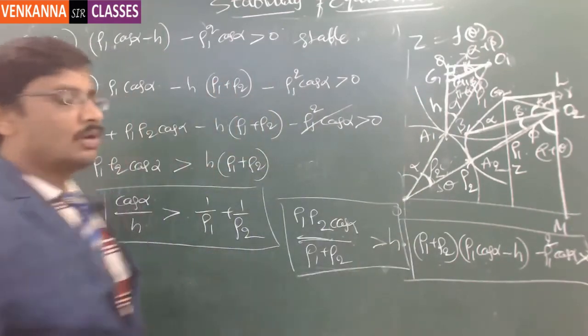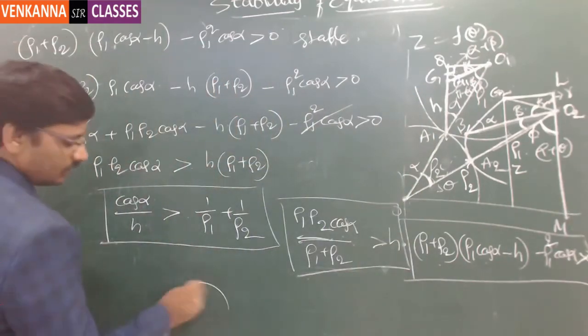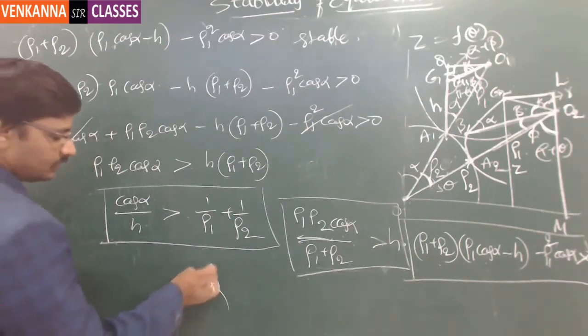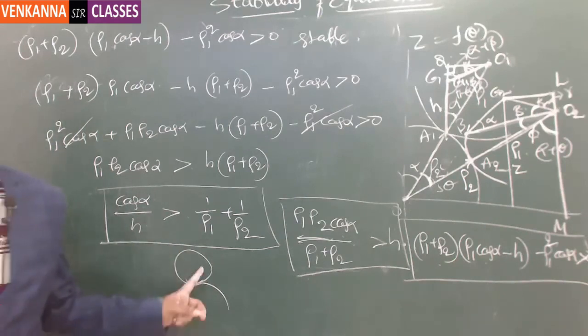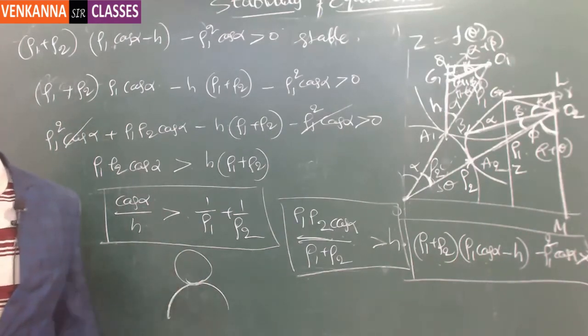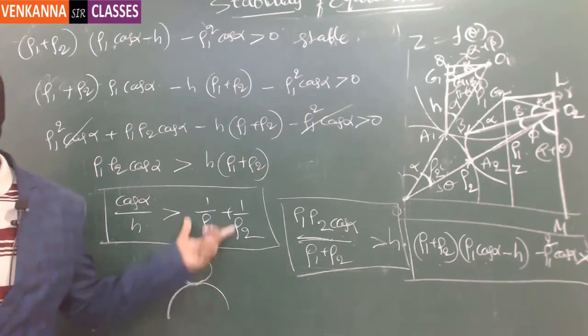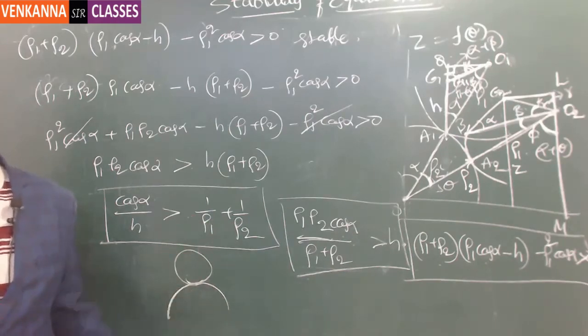Suppose we take one case. Suppose actually there is one semicircle like this. On top of that actually I have kept one ball like this. Now actually I am asking whether this ball is under stable equilibrium or not. For what values of this rho 1 and rho 2? So this is going to be stable equilibrium.